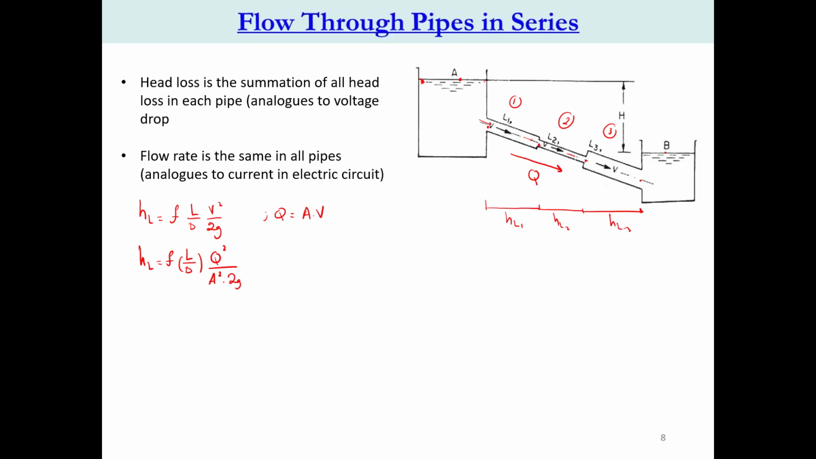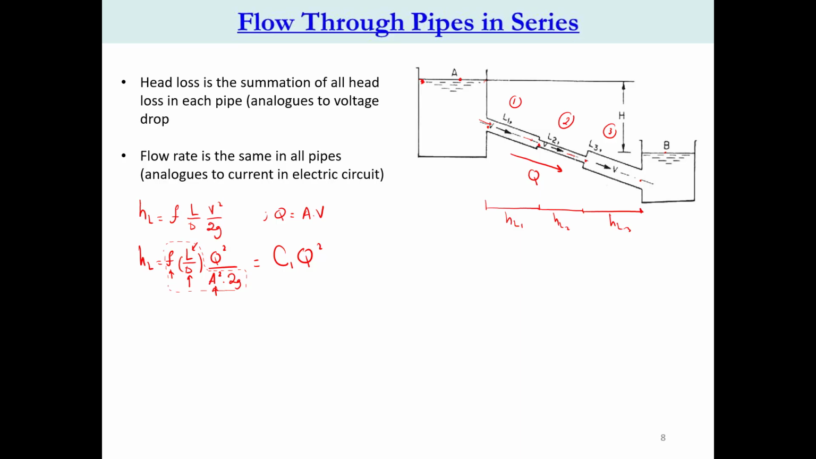So all that I can actually just rename as the characteristic factor of the pipe, C. It depends on the area, the length, the diameter, and of course the friction loss. But all that, we're going to have it as C1.